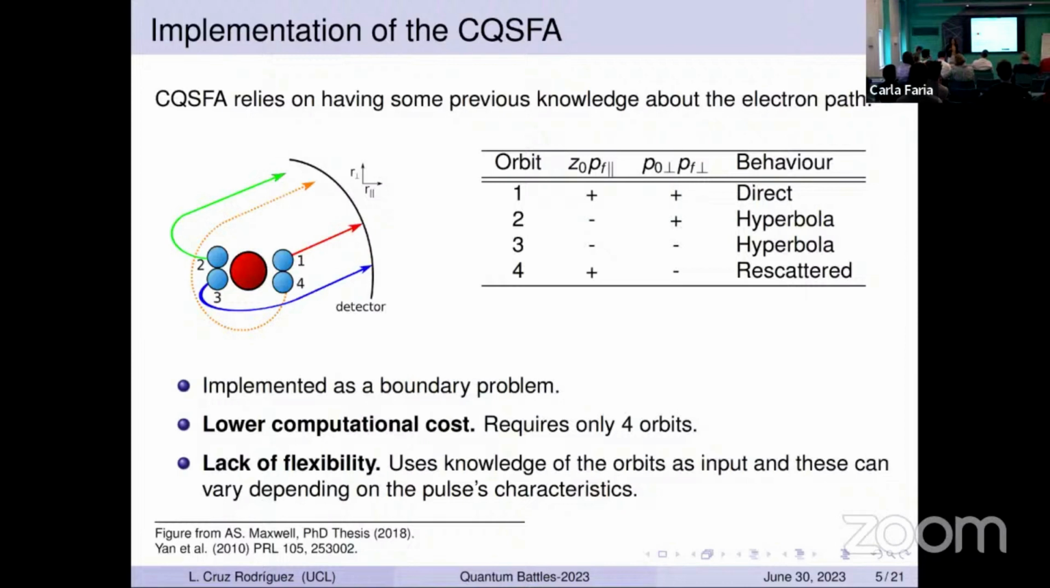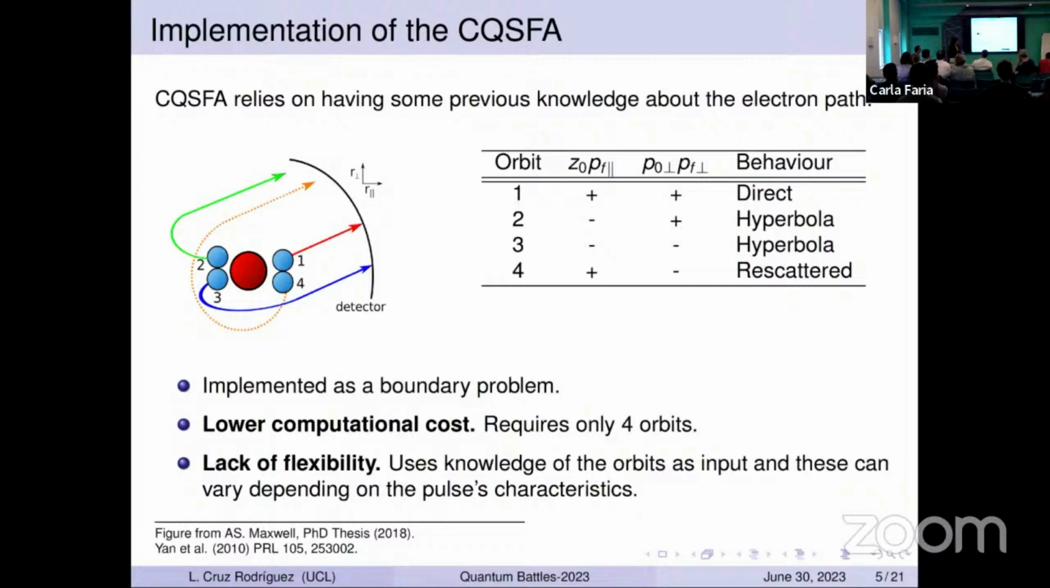And to do that, we need to know what the orbits will do, and what they have been using for many years is this orbit classification that was introduced by Bauer, and this is for a monochromatic field. These are the four types of orbits we can get. And this has a huge advantage: to get the holographic pattern, we only need 4 orbits, one of each type. But the disadvantage is that it's not flexible. We change the field, we change the problem, then we have to change everything.